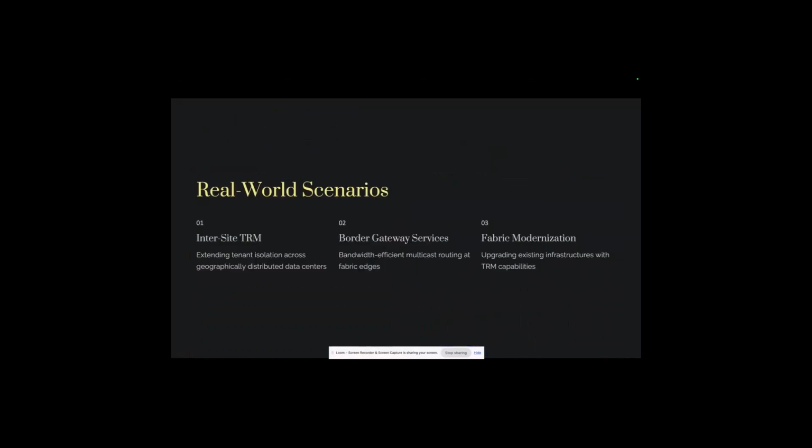The real world scenarios. There are three real world scenarios we are going to discuss here. One is the intersite TRM, extending tenants across geographically distributed data centers. The second one is border gateway services. Border gateway devices stand on the edge of the site and they provide bandwidth efficient multicast routing at fabric edges. The third one, fabric modernization, is for upgrading the existing infrastructure with TRM capabilities.